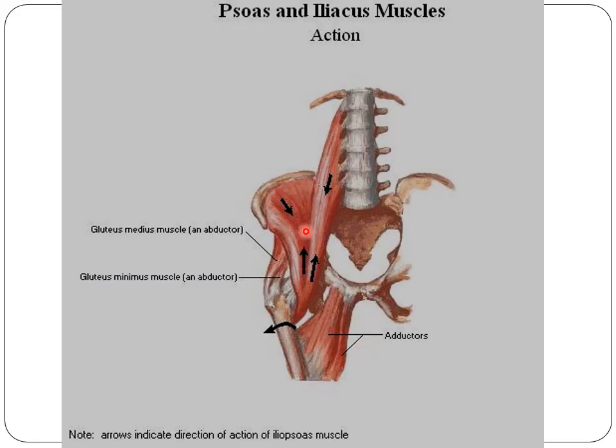So these are the directions of the gluteus medius muscle as an abductor. These are the gluteus medius and gluteus minimus muscles. So these are helpful for the action of the gluteus medius and minimus.